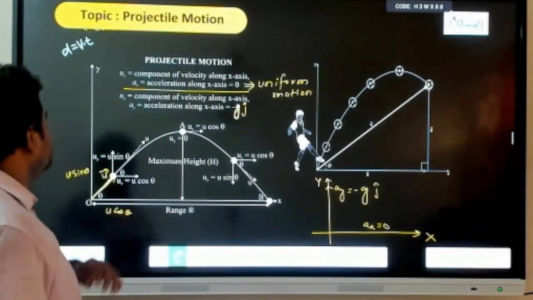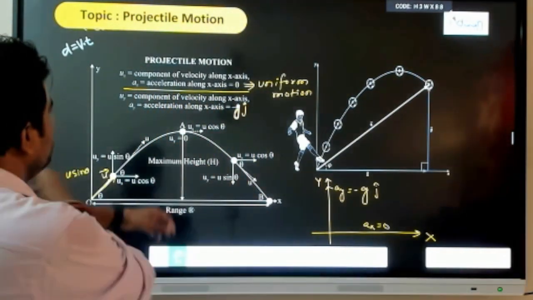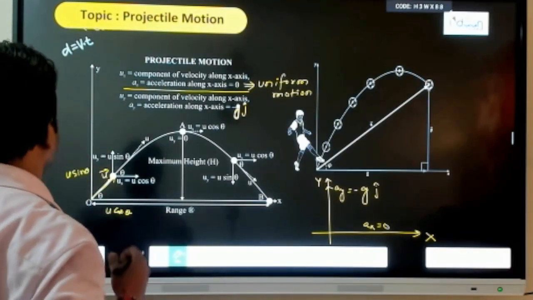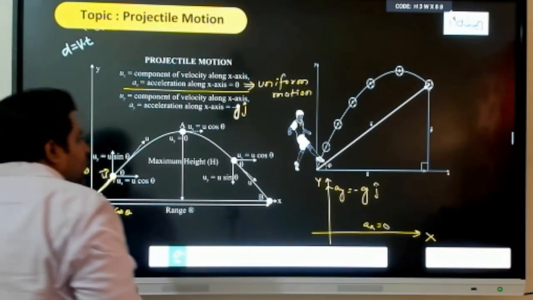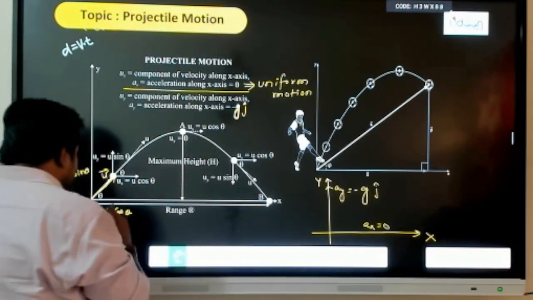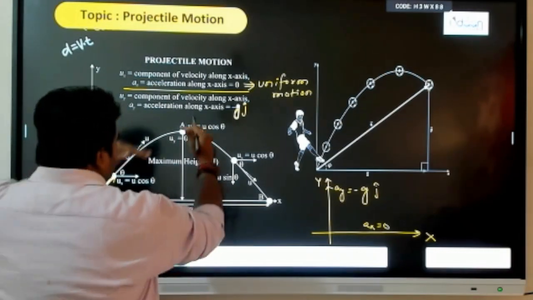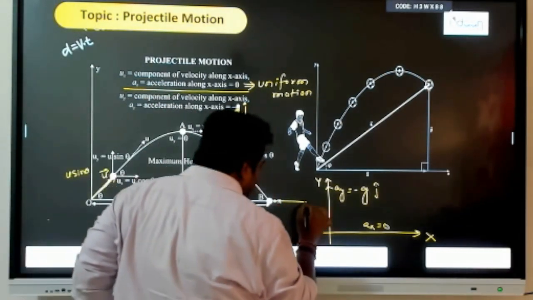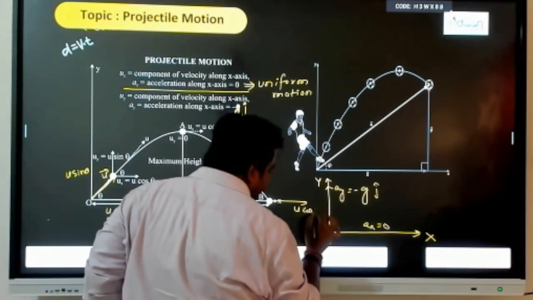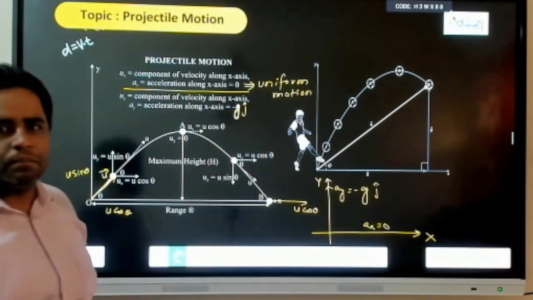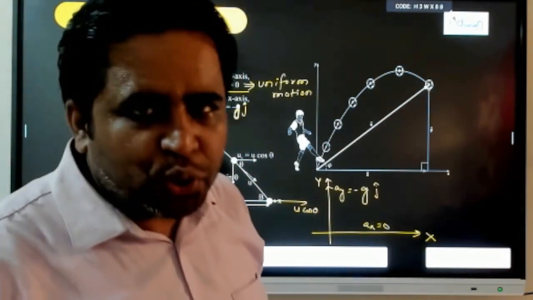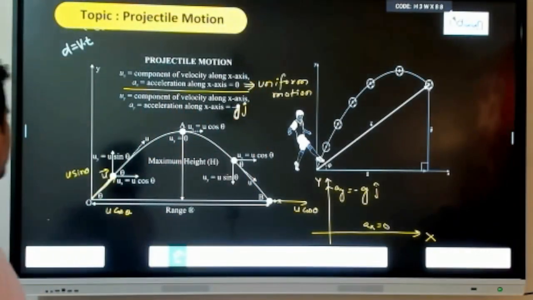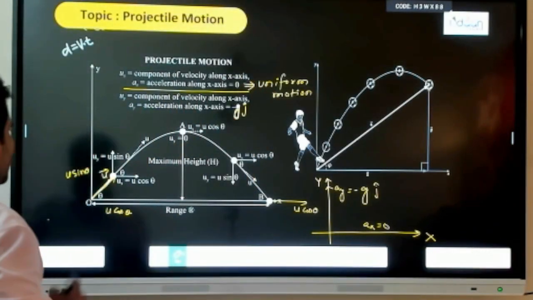So if I am asking you that the motion is uniform, what do you expect? I expect that whatever the velocity is here, the same velocity will be here, and the same velocity will be here, and the same velocity will be lying here as well. Yes, understood my point?